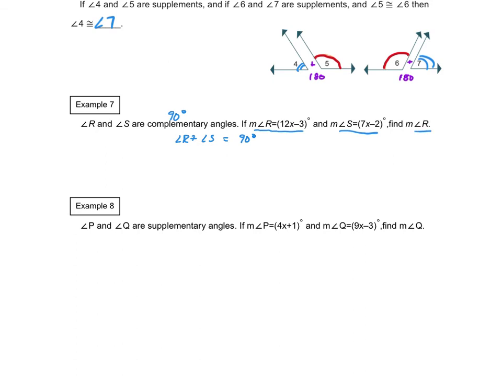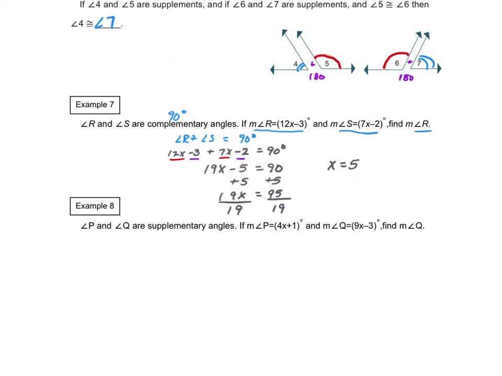So looking here, angle R is going to be 12x minus 3 plus 7x minus 2 is going to be equal to 90 degrees. Combining like terms now, my variables can be combined, my numbers can be combined, so I end up with 19x minus 5 is equal to 90. Add 5 to both sides, and then 19x equals 95, divide both sides by 19, and I find out that x is going to be equal to 5.